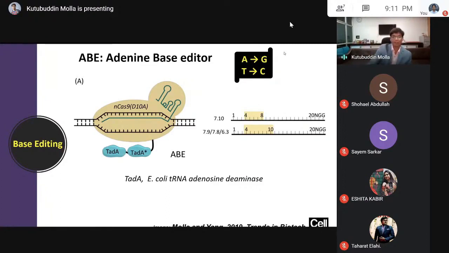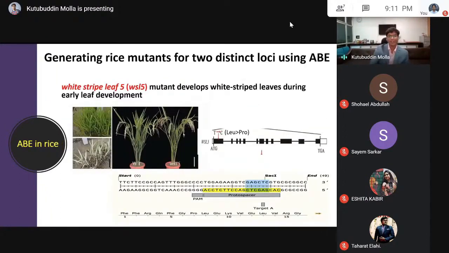Okay, so I have worked with this adenine base editor, and we selected two different genes. One gene is white stripe leaf 5, WSL5, in rice, and this single T to C mutation in the gene sequence causes the leaf to become white striped. This is a single letter change.